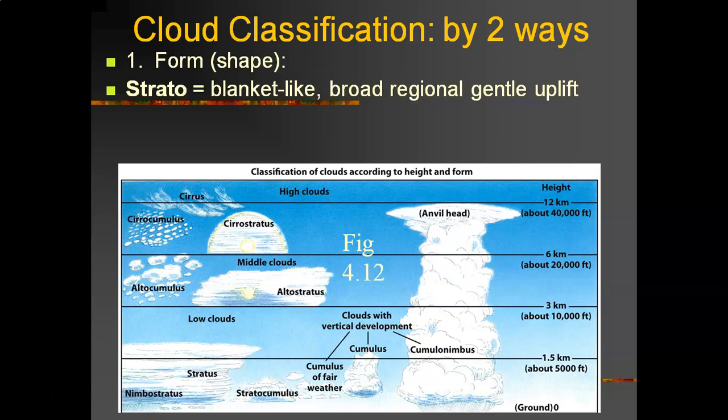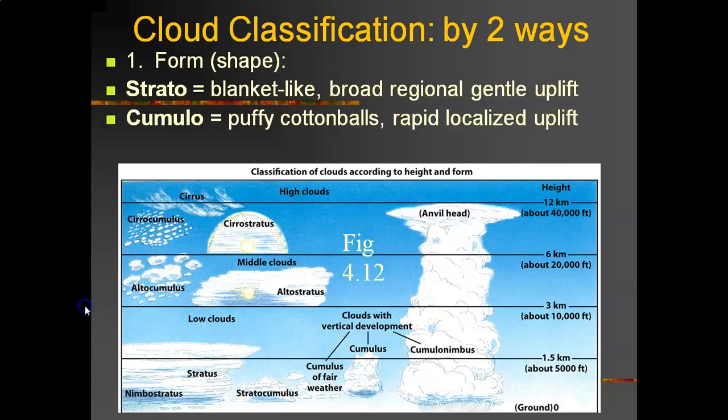This is mainly by warm fronts, as we'll see. And so you wind up with broad regional uplift. Gentle uplift creates these layered clouds. Now, the ones we've been talking about already are the puffy cumulus type clouds, the cotton balls. And so they're cumuloform. And this is by rapid localized uplift by thermals rising and cooling adiabatically. And so when you see that shape, you always add the word cumulo.